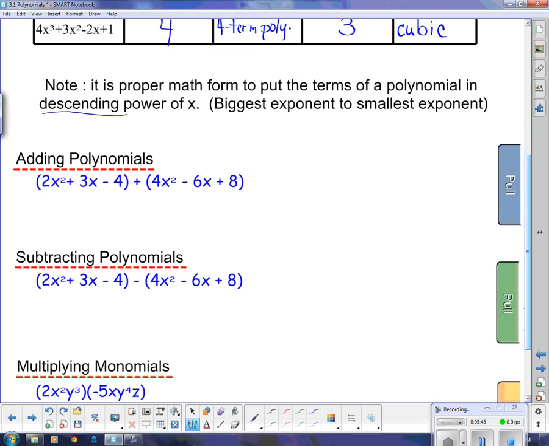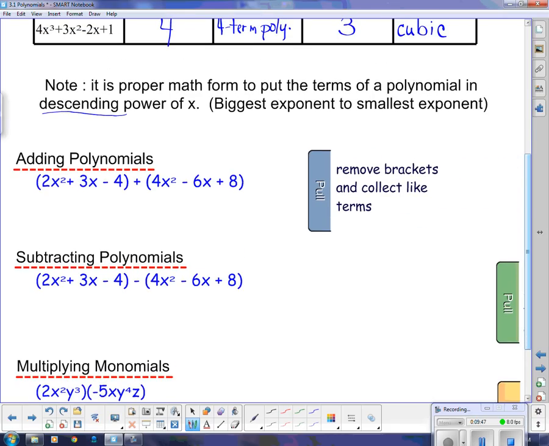Adding polynomials, here's the rule. Remove the brackets and collect like terms. So if I remove the brackets, I get 2x squared plus 3x minus 4 plus 4x squared minus 6x plus 8. I just have to take the brackets off. Now, collecting like terms, remember, for two terms to be like, they have to have the same variable with the same exponent. So those two are like, which gives me, and to put them together, I just have to add them. So if I have 2x squareds and 4x squareds together, I have 6x squareds.